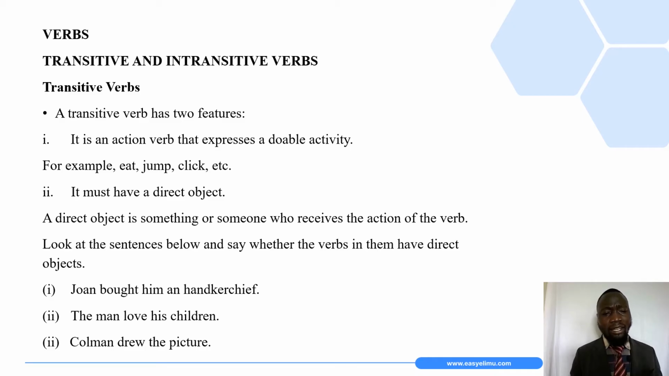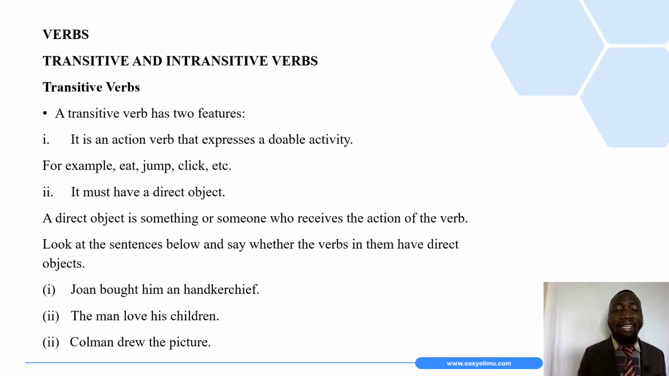Looking at the three sentences that we have, let me start by looking at the first one, that is Joan bought him a handkerchief. The action verb that we have in the first sentence is bought. Then the subject or the doer of the action in the sentence is Joan.